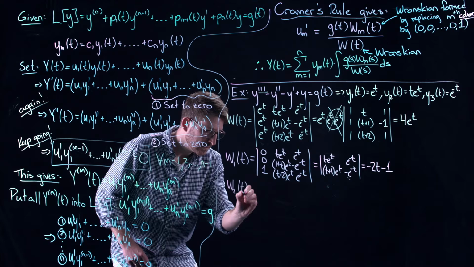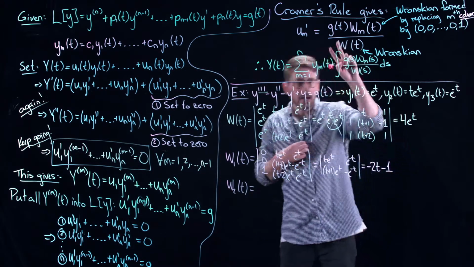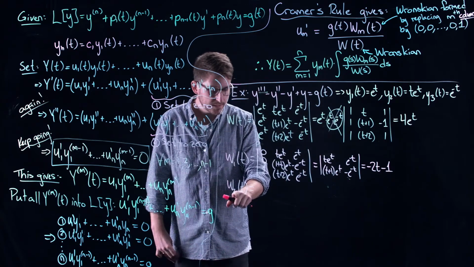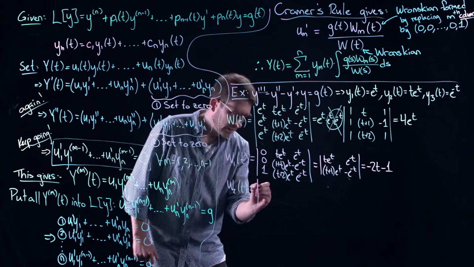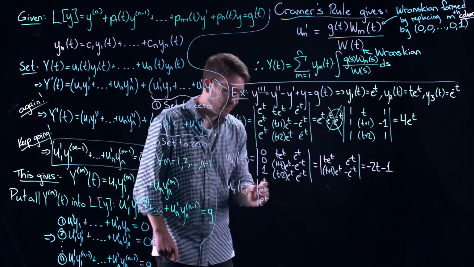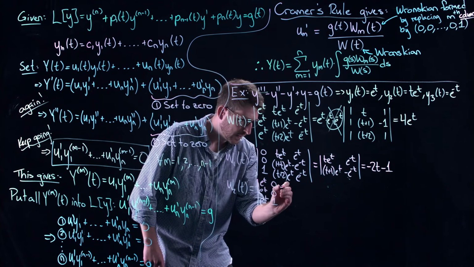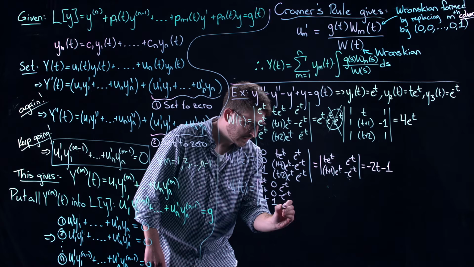W2 of t. Again, the only thing that's happening is I replace the second column, because m is equal to 2 now. I replace the second column by 0, 0, 1. So I still get e to the t, e to the t, e to the t. Now I get 0, 0, 1. Then I still have e to the minus t, minus e to the minus t, and e to the minus t.